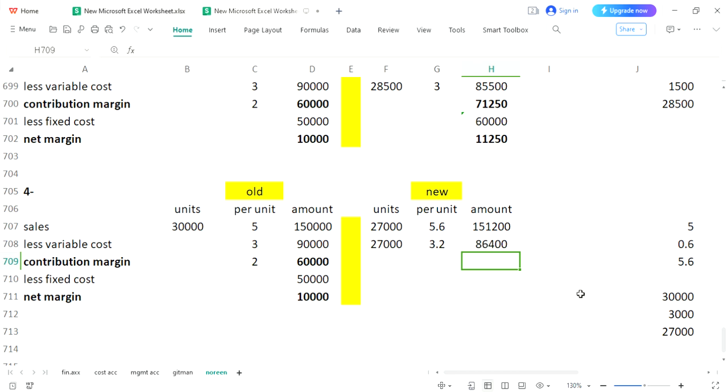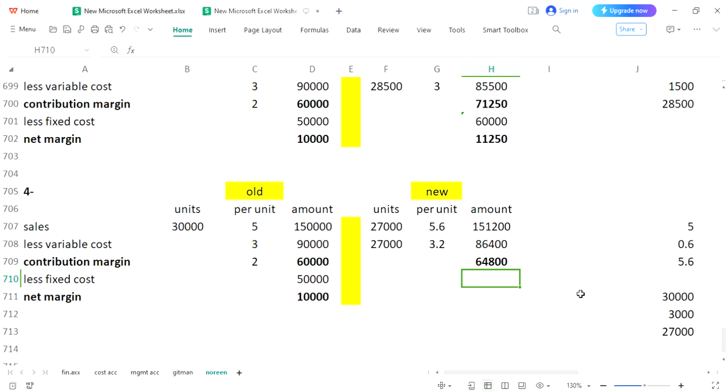Now we can calculate our contribution by subtracting variable cost from sales. Sale is 1,51,200, and you will subtract your variable cost, which is 86,400. This way you have calculated your contribution margin, which is 64,800.